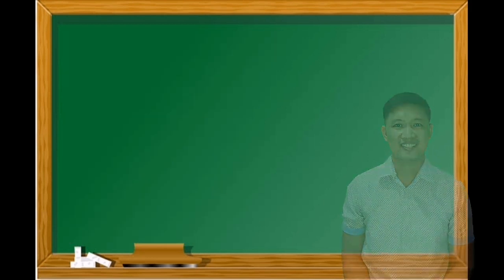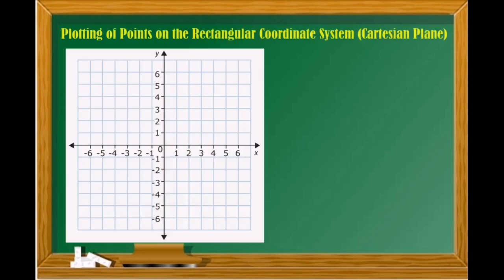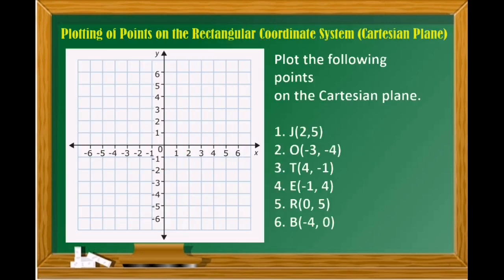Okay, so let's do this. Let us now plot the following points on our Cartesian plane. Let's start with number 1, that's point J. J has the coordinates (+2, +5). 2 and 5 are both positive, therefore point J is located in the first quadrant. To plot point J, let's start at the origin. Since x is positive 2, we move 2 units to the right. And since y is positive, we move 5 units upward. There! That's the location of point J.